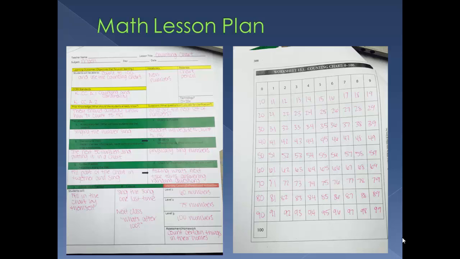This is a math lesson that I have created. Here, the students will be learning how to fill out a counting chart. Through this, they will be able to count to 100 and use the chart correctly.